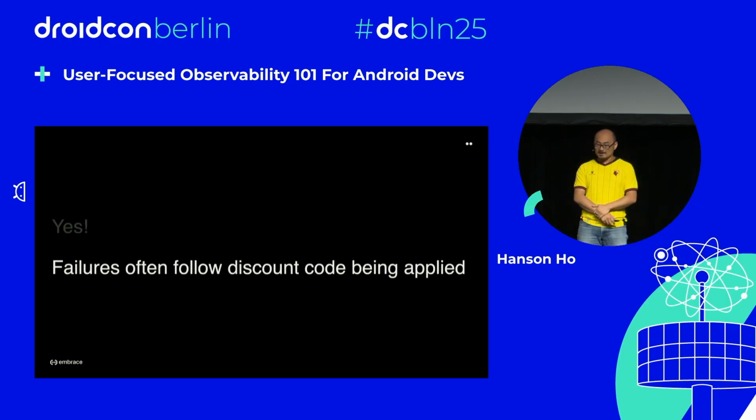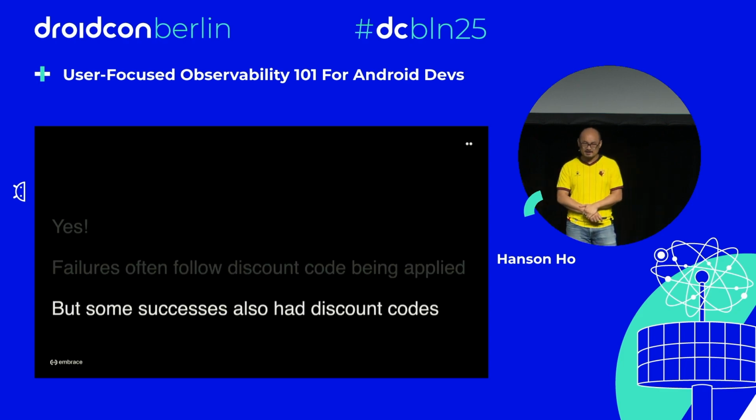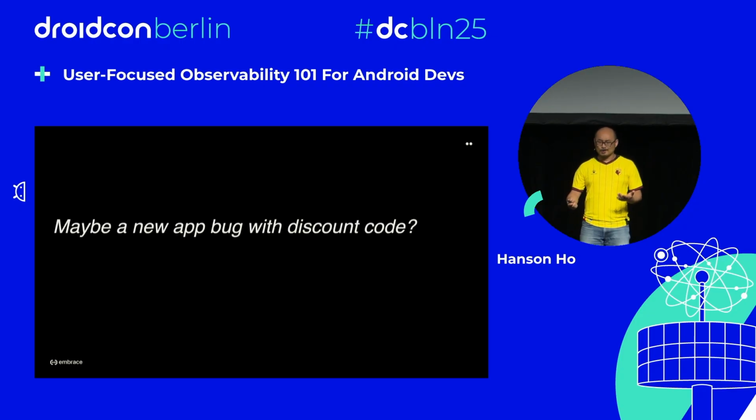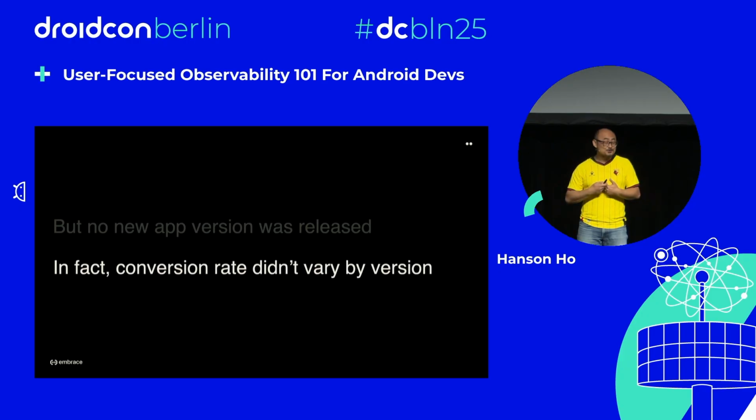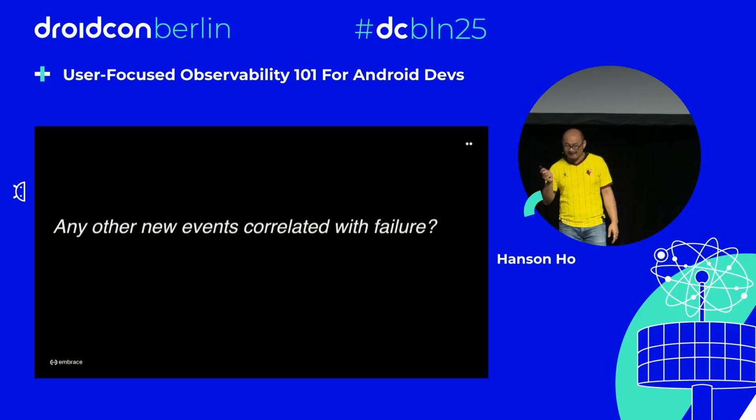Well, yeah, there was. Failure is often followed by a discount code being applied. Oh, discount code, okay. Oh, wait, but some successes also had a discount code applied, so it cannot have caused it, right? Well, maybe a new bug came up in the discount code. Oh, but we didn't ship a new app version, so there couldn't be new code. In fact, the conversion rate doesn't even change when you cut by version. What is going on?